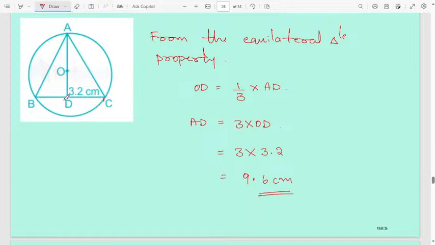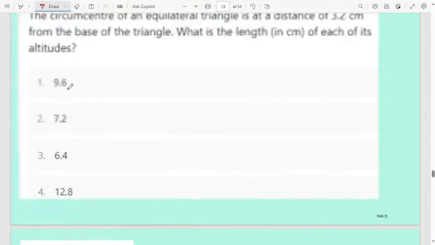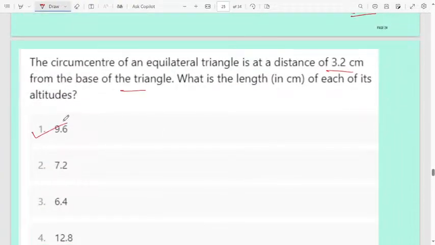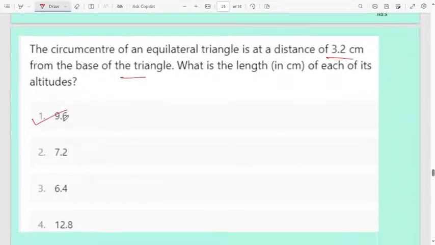Understood? That's why you have to remember that from the equilateral triangle property, this circumcenter acts as a centroid. According to the centroid condition, this length OD will be equal to one third of this length AD. Therefore, the correct answer for this question is 9.6 centimeter.